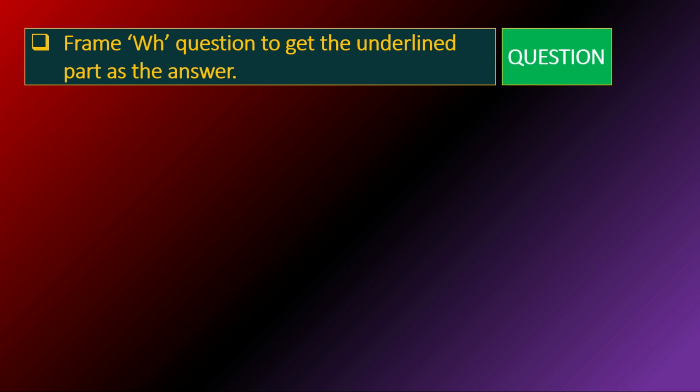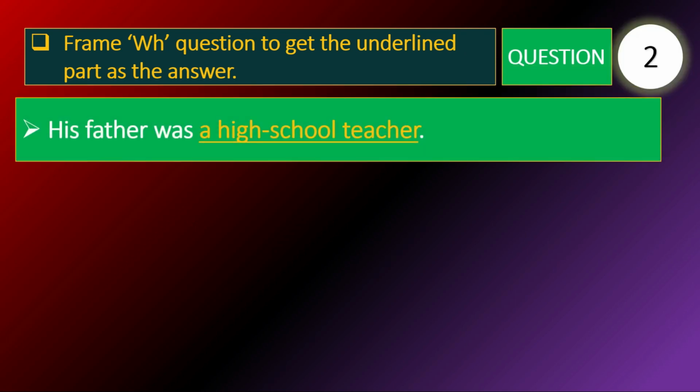Question 2. His father was a high school teacher. The underlined part is a high school teacher. Now, his father was something. When we mention something, the usual question word that we need to use is what. We discussed in the first part what can be used to talk about the subject and object.